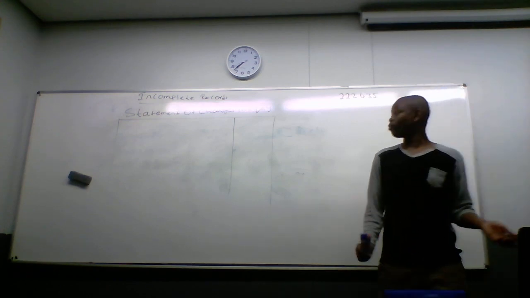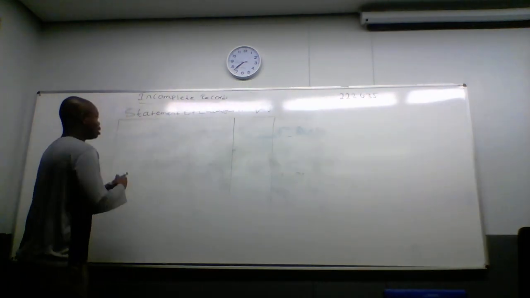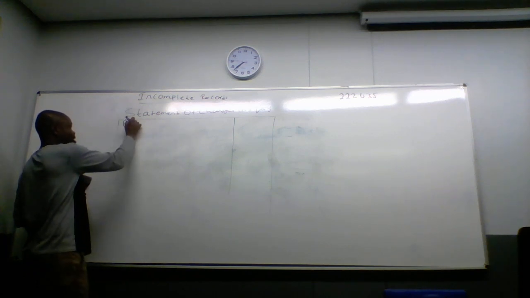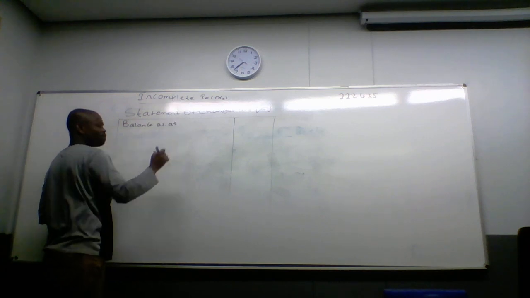So what's the formula for this? What's the first thing that we need to put? Balance as at. Do you know where we began with these keywords?